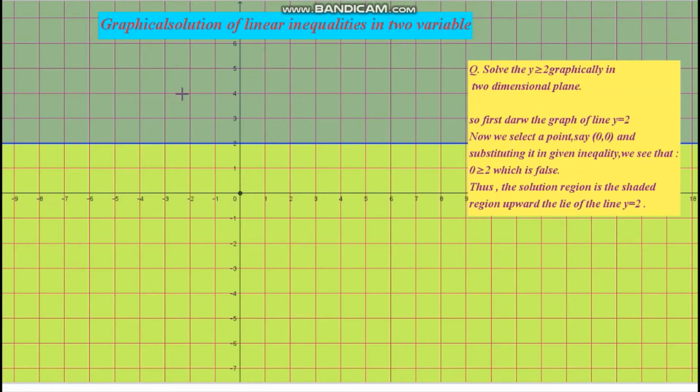This is all our solution region of y greater than or equal to 2, because all points which lie in the region satisfy this inequality. Let it be 0, 3. If we put 3 here, then 3 is greater than or equal to 2. Now let us take 0, 5. If we put 5 here, then 5 is greater than or equal to 2.